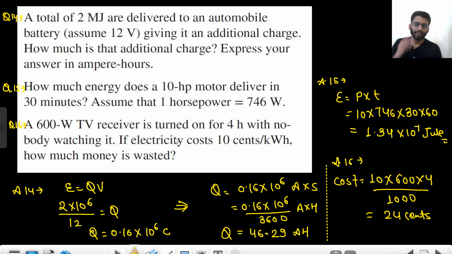What is the power? What is the energy? 60 into 4. This is the energy. That means it is 0.24 kilowatt hour. For 1 kilowatt hour, it is 10 cents. So for 2.4 kilowatt hour, it will be 24 cents. That's it. This is what we did. The total energy is 60 into 4, that means 2.4 kilowatt hour, and 2.4 kilowatt hour into 10, that means 24 cents. Okay, that's it.